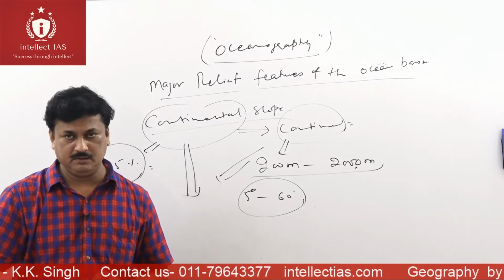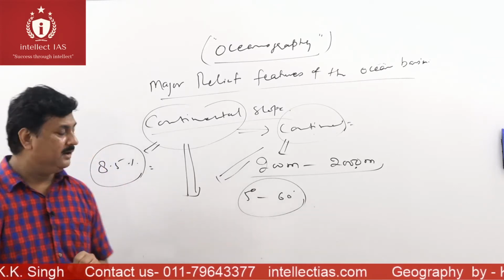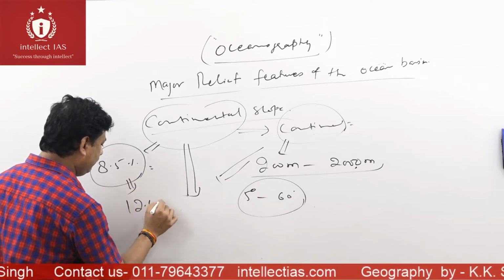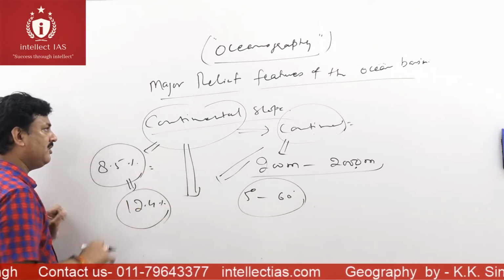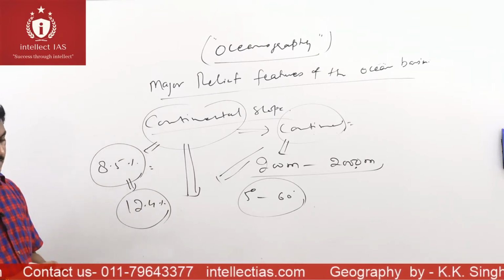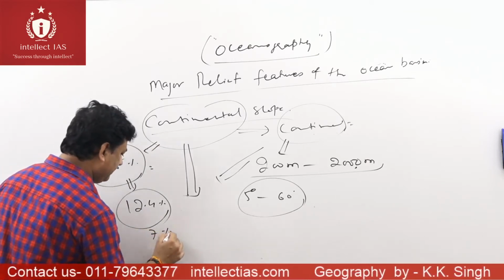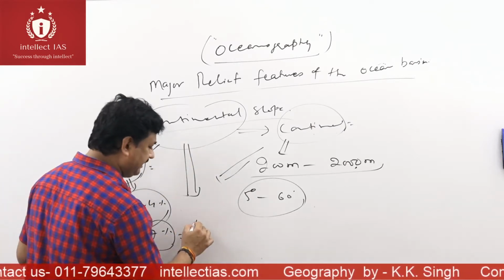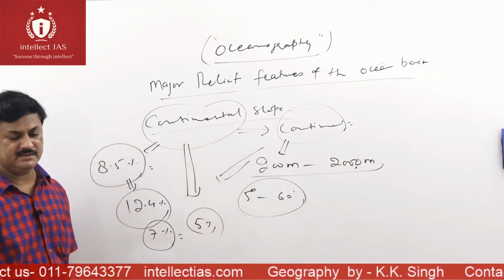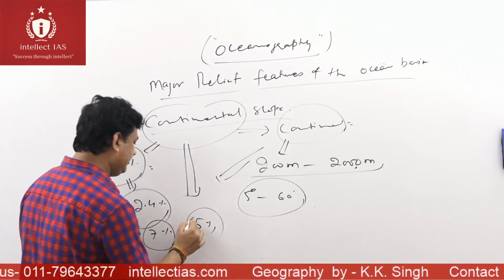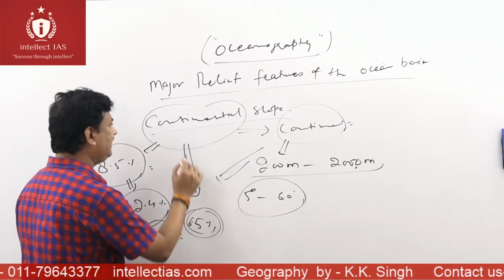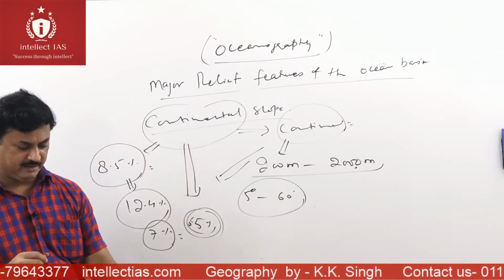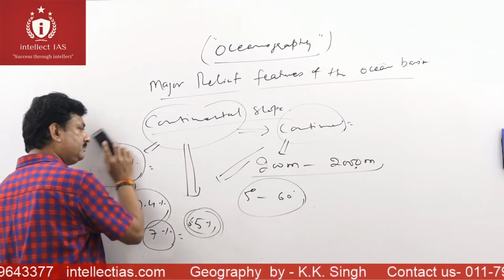But the area differs in different oceans. For example, 12.4% of the Atlantic Ocean is under continental slope. Just like that, 7% of the Pacific Ocean is under continental slope, and 6.5% of the Indian Ocean is under continental slope.